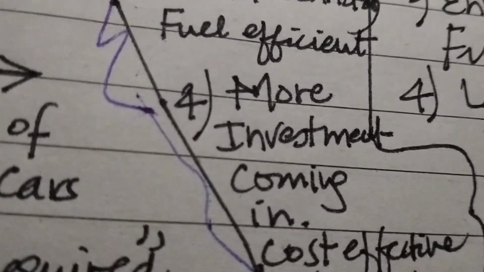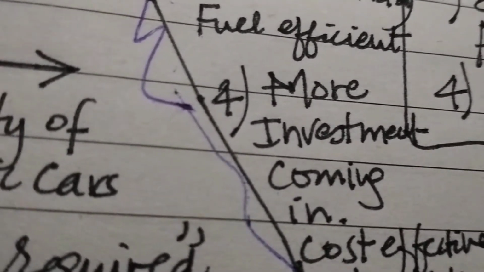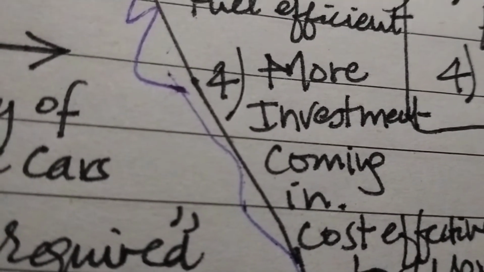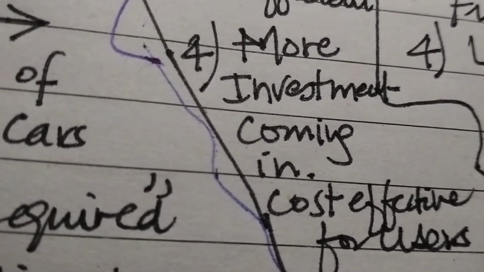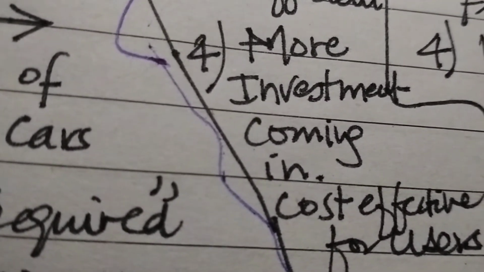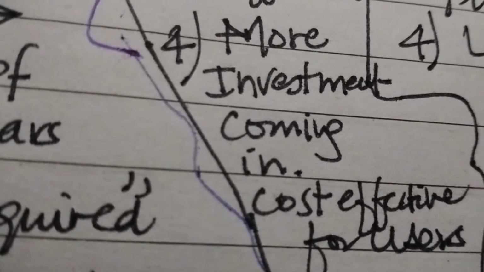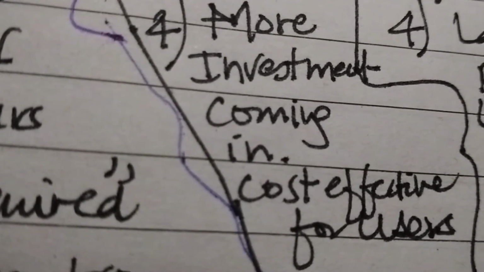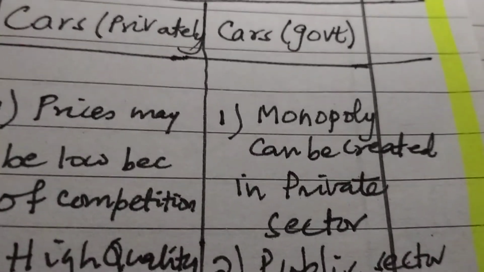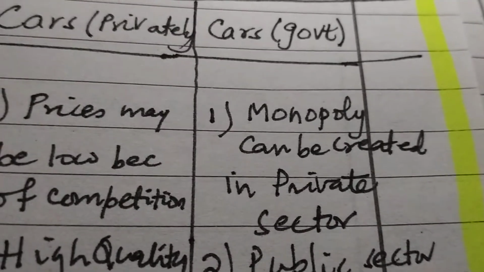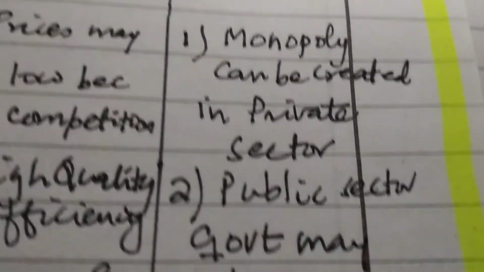Number four is more investment coming in the private sector, as it is assumed that when the economy is more open and free of government intervention, then there will be more investment coming in, and the private sector can produce better quality cars and cost effective cars for the users. Now look at the other sides. A monopoly can be there if this is controlled by the private sector. So that is the first point which you have written against it.